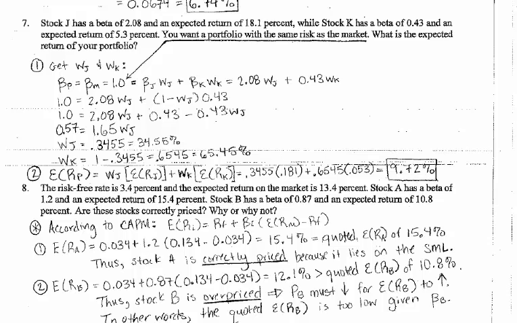Now, the beta of J times the weight of J plus the beta of K times the weight of K has to equal 1 as well. So if I fill those in, I get 2.08 weight of J plus 0.43 weight of K. Now, I can't solve this equation as it is because I have two unknowns, the weight of J and the weight of K. So listen up.